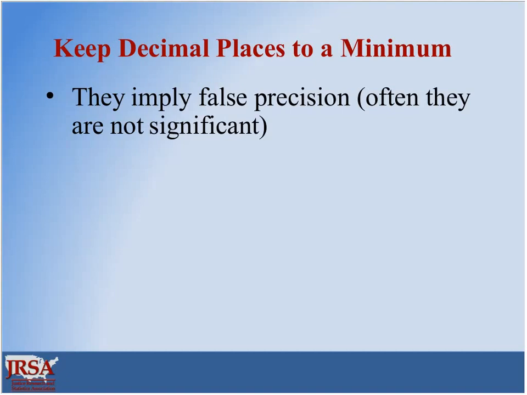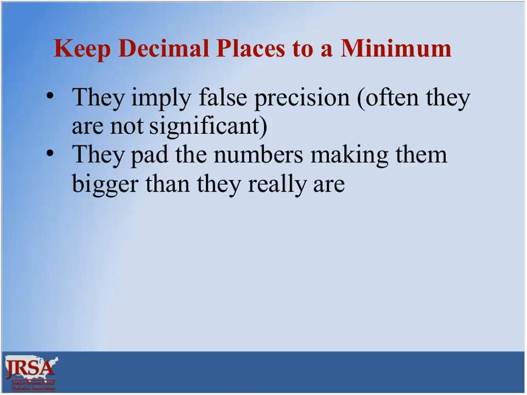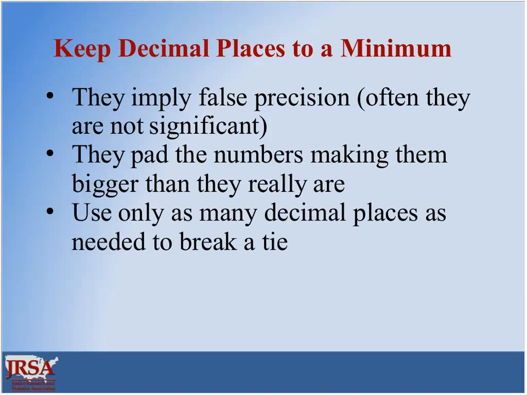As I mentioned, the other thing we want to talk about is we want to keep our decimal places to a minimum. I thought this was a really interesting point. A lot of this presentation is actually based on a presentation that was conducted at a 2006 JRSA conference, and this was one of her slides, and I had not really thought about this before, but I really like it. Keep decimal places to a minimum. They imply false precision often when they're not significant. They pad the numbers, making them look bigger than they really are. And you should really only use as many decimal places as needed to break a tie.